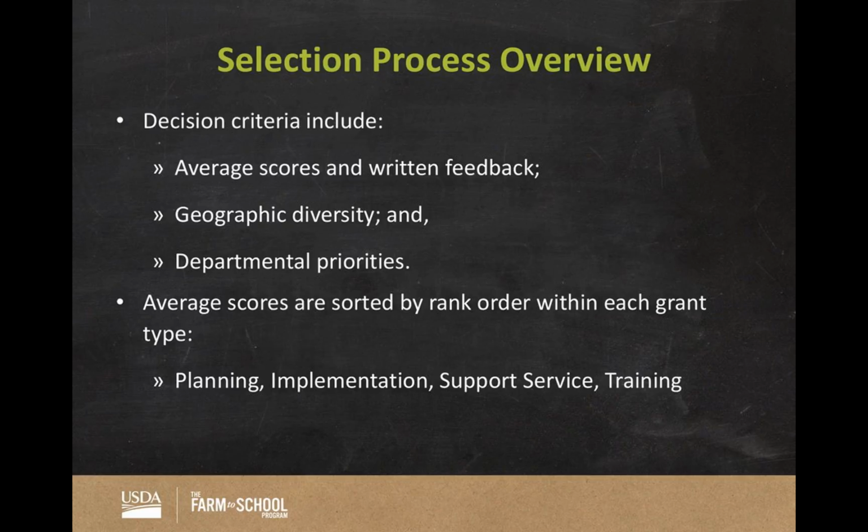In terms of the initial thing that we do when we're trying to prepare the list, we'll take all of those scores that you submitted to us, and we'll sort them by rank order, highest to lowest, by each of the grant types. We'll determine a cutoff score, and all of the scores above that particular cutoff will be determined to be a high-scoring application. Then we'll make sure that we are meeting the geographic diversity, departmental priorities, and fiscal year 27 priorities for the application.